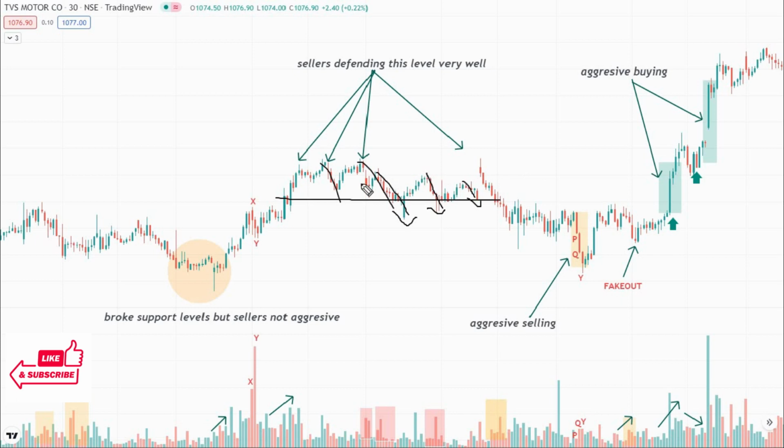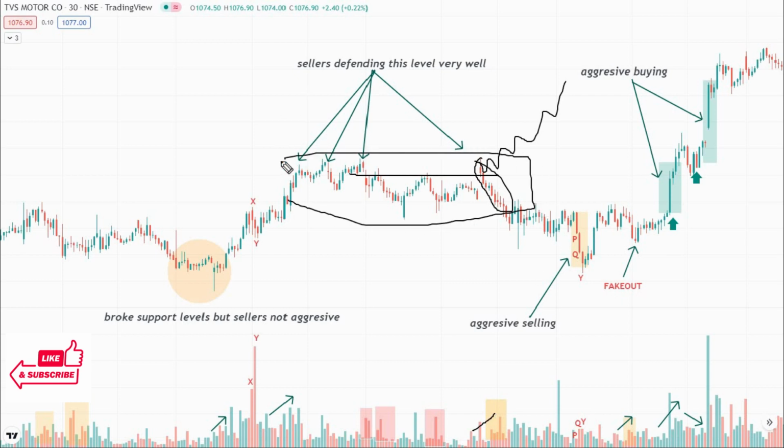And now when prices gapped up and closed above this important swing high, then buyers should have taken control and continued the upward momentum from here. But that's not the case that is happening here. Even after the gap up, prices are selling off very aggressively with an increase in volume. So overall we can say that in this consolidation phase, sellers are aggressive and they are winning at this juncture.